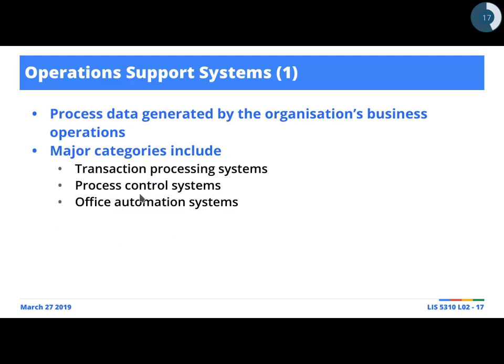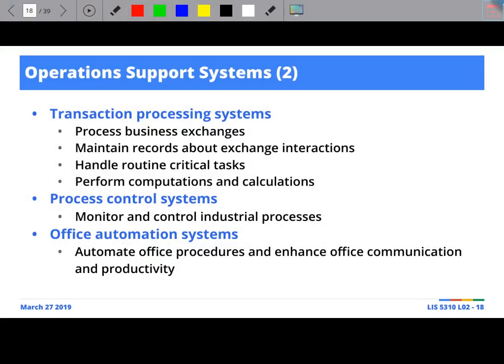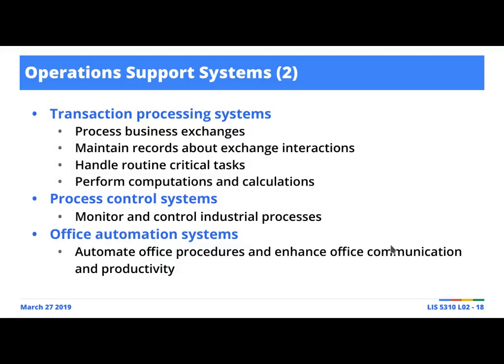All right, if we were to narrow down on specifics of some of these subcategories of operation support systems, so we look at transaction processing systems here, we're looking at systems that are used to maintain records about exchange of interactions, right? Perform computations and calculations, process business exchanges. You have process control systems, which are mostly specific to organizations that center around business automation, right? So manufacturing organizations, I mentioned Parmalat, but there's a whole host of them out there, right? So you might be interested in automating some of the things that you do so that you mass produce whatever products you might be selling to the general public, right? Mass production translates to money, obviously, more profit.